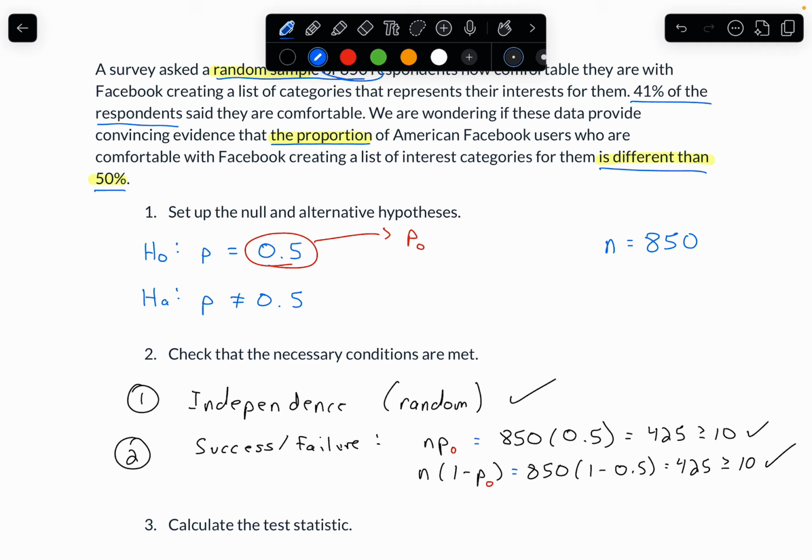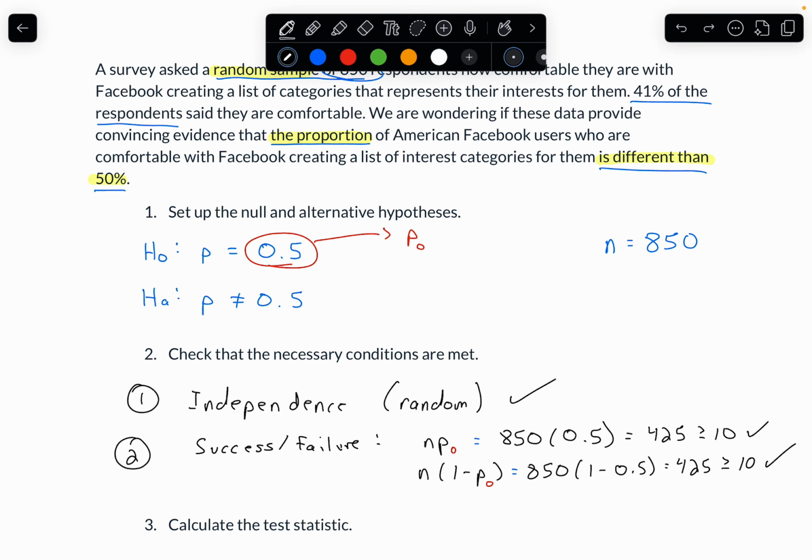Again, if I ask you to verify that the conditions are met for a hypothesis testing question, I'm primarily going to be asking you to check this success-failure condition because that's the one that's more likely to give us a hard time. Independence is very difficult for us to verify, so in general, I'm not going to be asking you to check that. But you should be aware that that is a condition. Excellent. So we have our conditions, we have our null and alternative hypothesis.